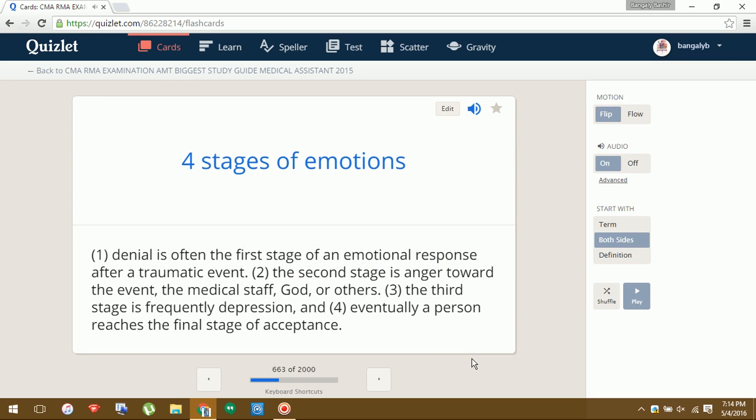4 stages of emotions. Denial is often the first stage of an emotional response after a traumatic event. The second stage is anger toward the event, the medical staff, God, or others. The third stage is frequently depression, and eventually a person reaches the final stage of acceptance.